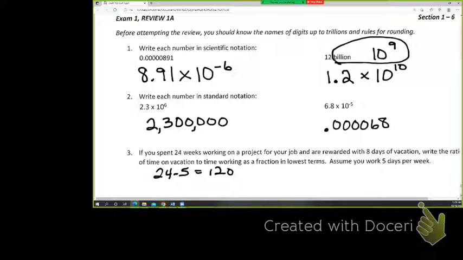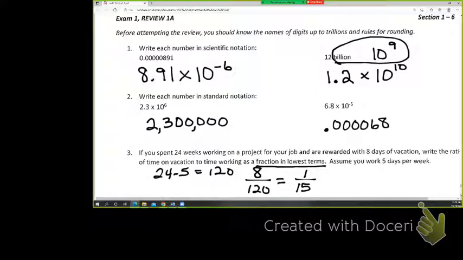Now, this is important. Pay attention to the order. It says write the ratio of the time on vacation, so that's going to go first, to the work days. 8 days of vacation? 8 vacation over 120. Since they're both in days, I don't have to write days. So 8 to 120, and then it says write it as a fraction in lowest terms. So we need to reduce. 8 actually divides evenly into 120 to make this 15, I believe.